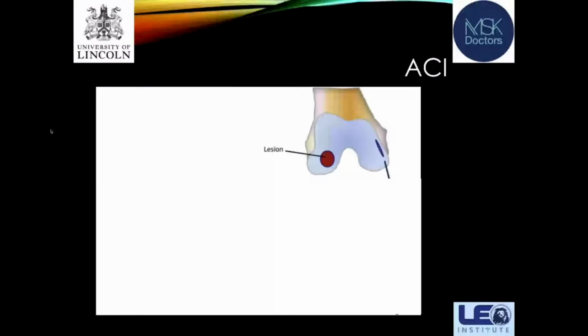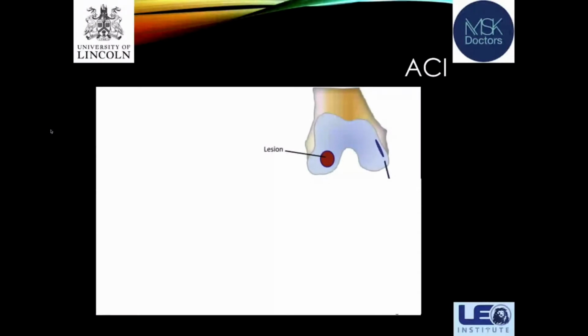Now, the next thing to do is the real stuff, the real cell therapy, what we call ACI, which stands for autologous chondrocyte implantation, which is a bit of a mouthful. Autologous means it's coming from your own body. Chondrocyte, which is the cartilage cells I was talking about. Implantation, putting it back in.